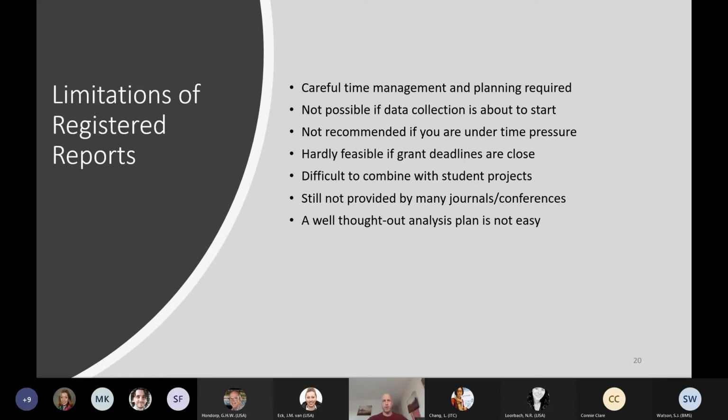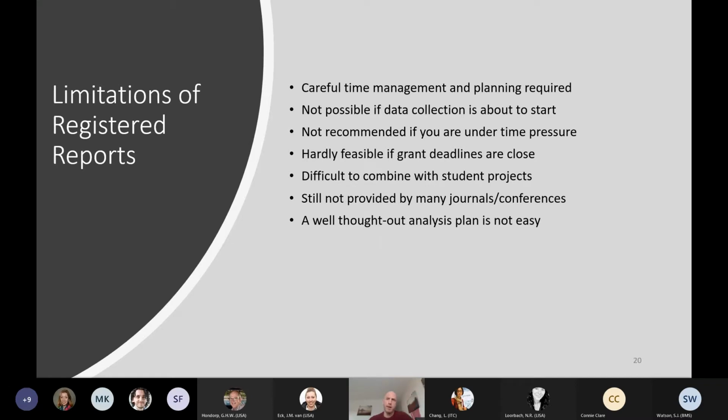Registered reports are not recommended if the data collection is about to start, because as I said, you have to plan some time to wait for the reviews. It is also not very recommended if you are under time pressure. For example, it is hardly feasible if grant deadlines are very close. Then it might also not be possible to go for registered reports. It is also difficult to combine with student projects, but this can also be solved with careful time management.